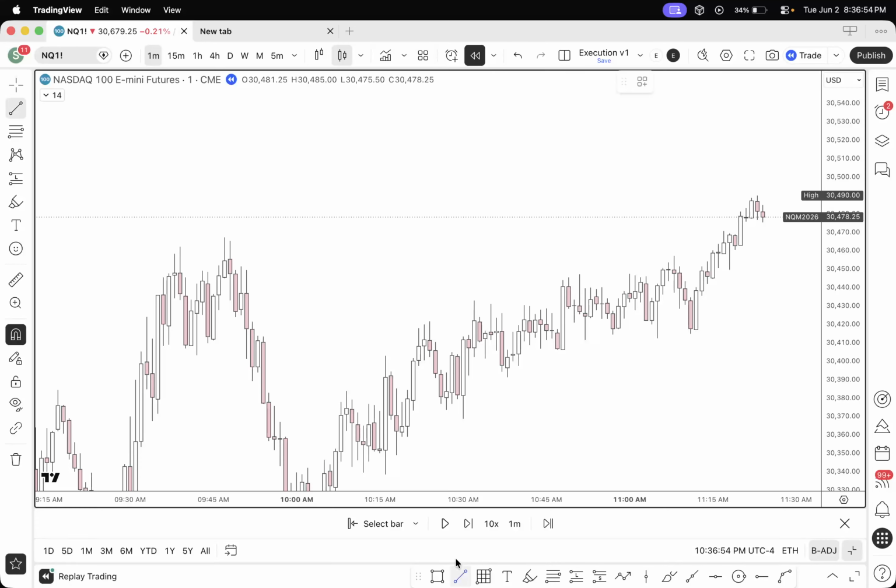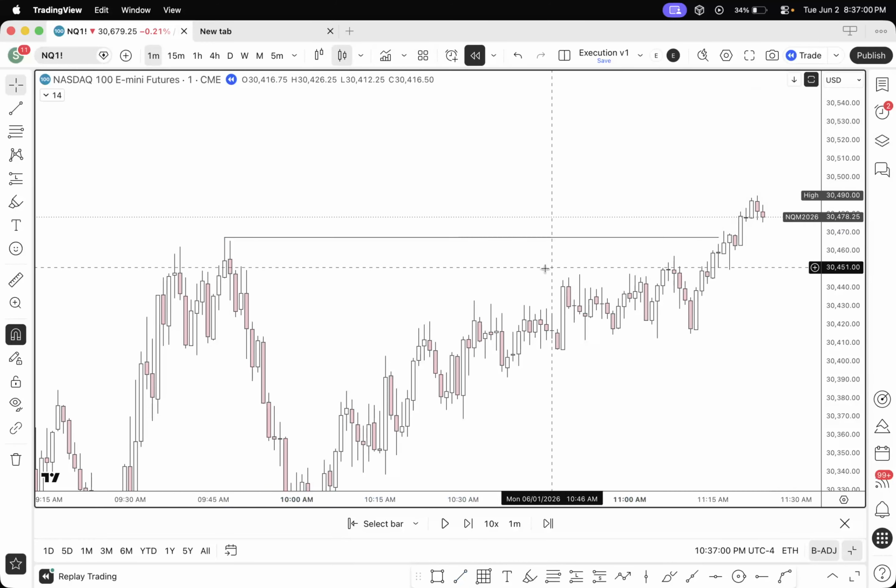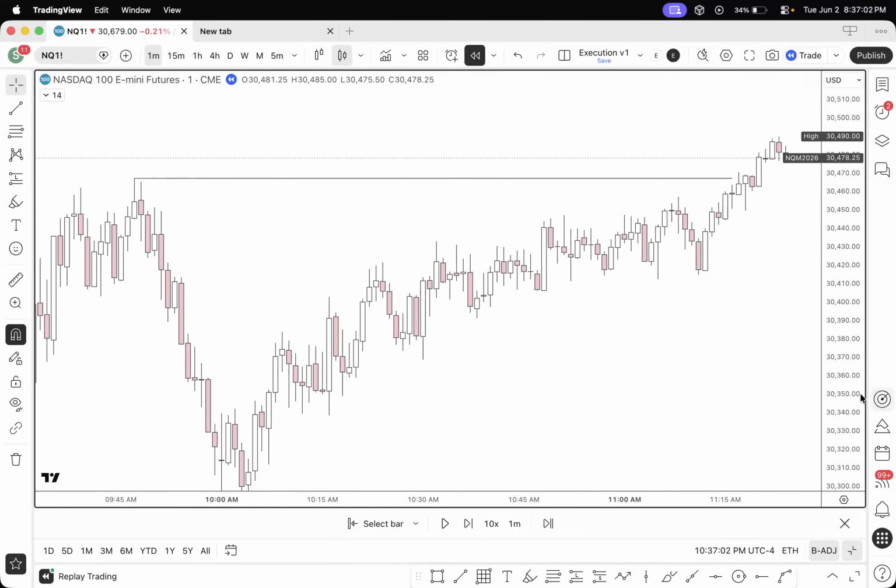And I want you to just draw these lines, right? Figure out whether there's support or resistance. And remember, these have to be at swing points, okay? Have to be at swing points. And it could be at any swing high or swing low, right?